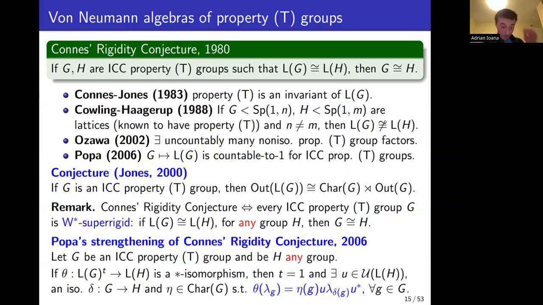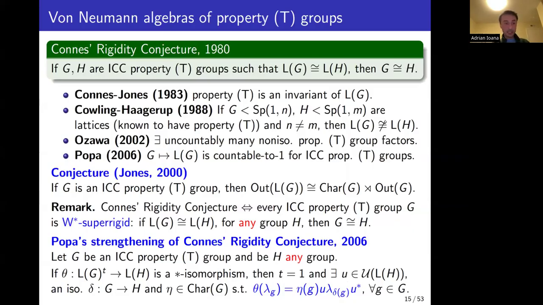So in other words, Popa conjectures that any isomorphism between an amplification L(G)^t and L(H) must impose that t is 1, and it must come from an isomorphism of the groups and a character of the first group. And in particular, this would subsume the conjecture about the outer automorphism group of L(G) if you take G equal to H.